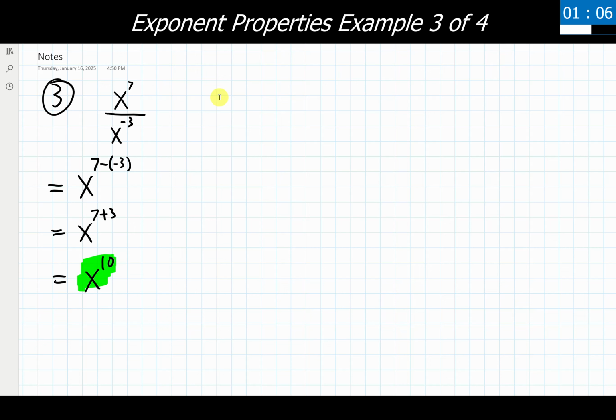Now I did throw in the added step of rewriting the double negative into a positive because I'm just not a fan of double signs like that. I think they're annoying, I think they get confusing, and so that's why I went and did that.